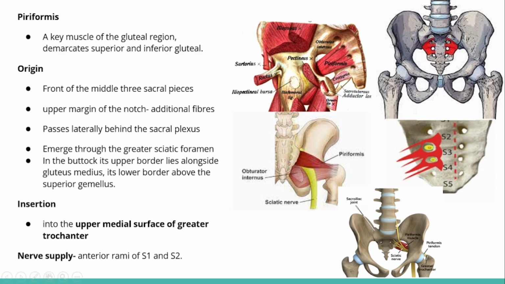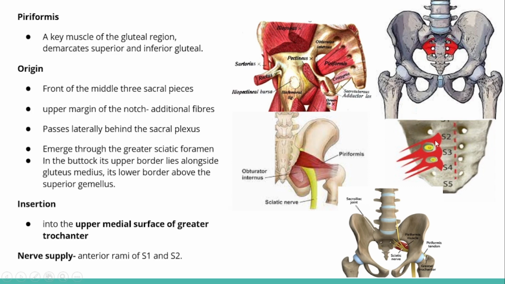The first muscle in the deeper layer we are going to discuss is the piriformis muscle. Actually, this is the key muscle of this gluteal region. We take this muscle as a demarcation to divide the vessels and nerves into superior gluteal and inferior gluteal. Structures above the piriformis muscle we call the superior gluteal. Structures below the piriformis we call inferior gluteal.